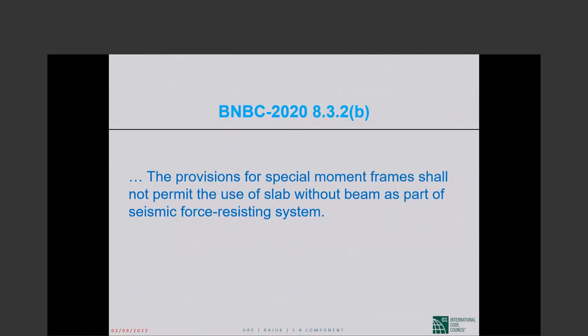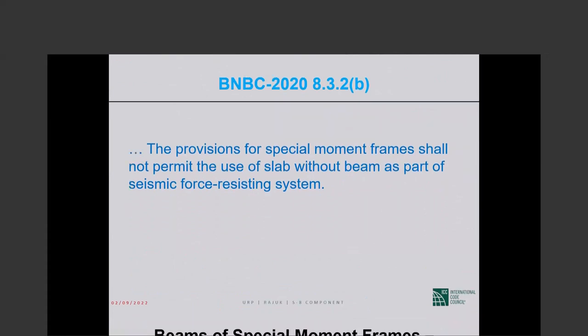Okay, so this is the BNBC statement. The provisions of special moment frame shall not permit the use of slab without beam as part of seismic force resisting system. I think this is wonderful that this is explicitly said in the code.